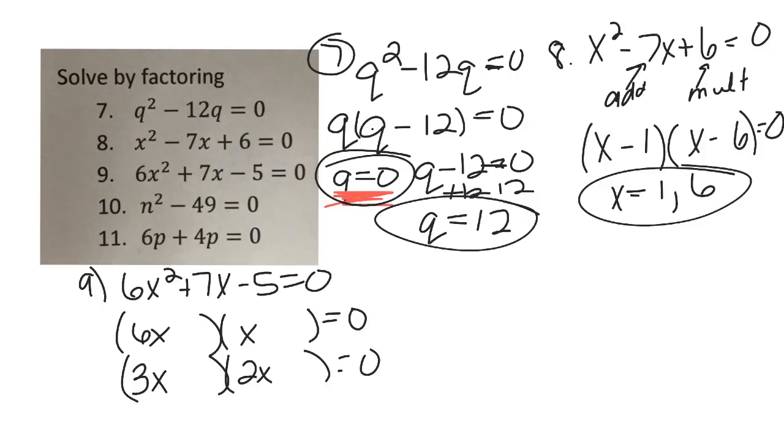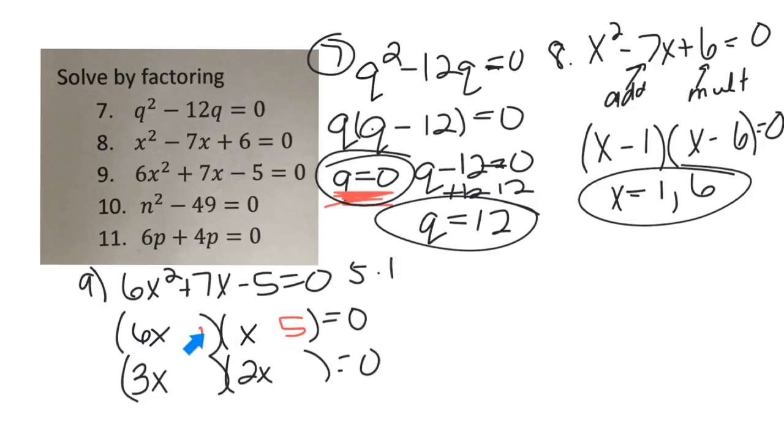Now the only way to get 5 is 5 times 1, so that's going to make that part easy. I can see pretty clearly if I put a 5 here and a 1 here, that's going to give me my outside. I'm checking my outside with my inside.